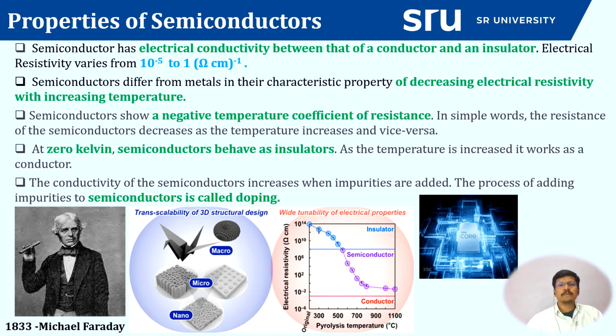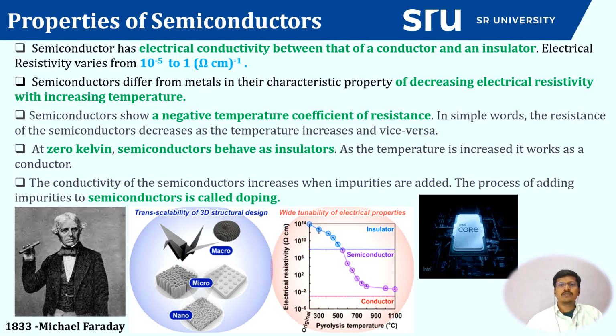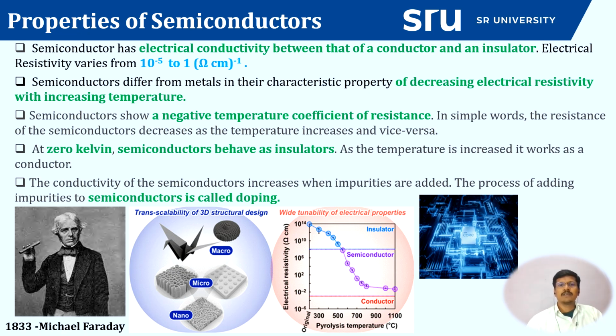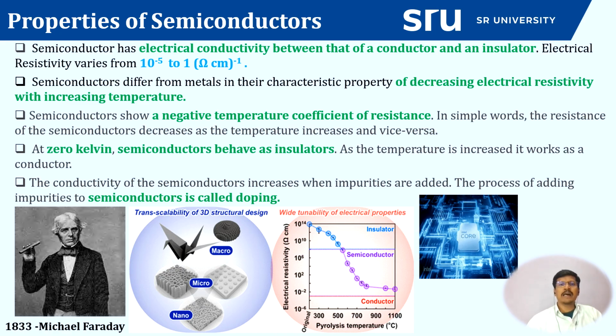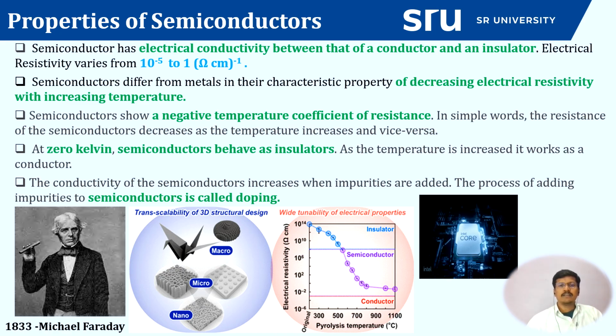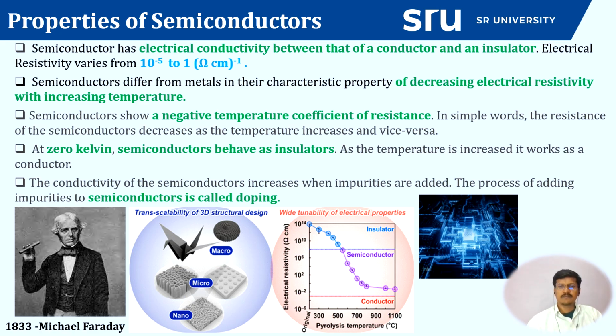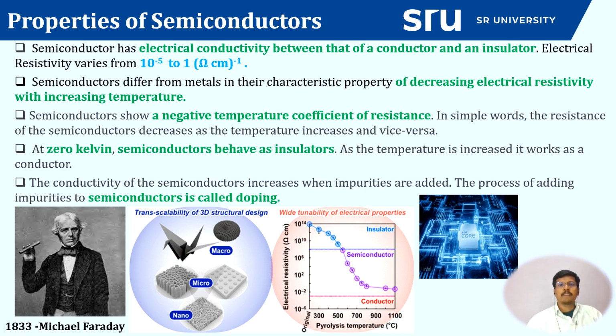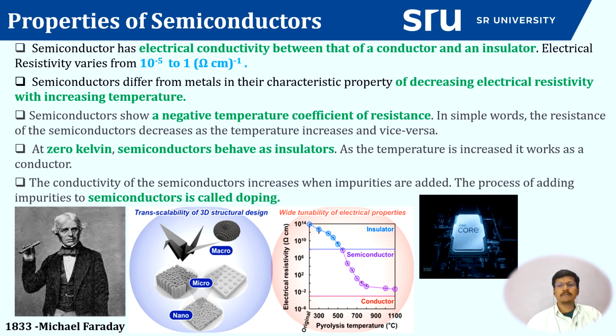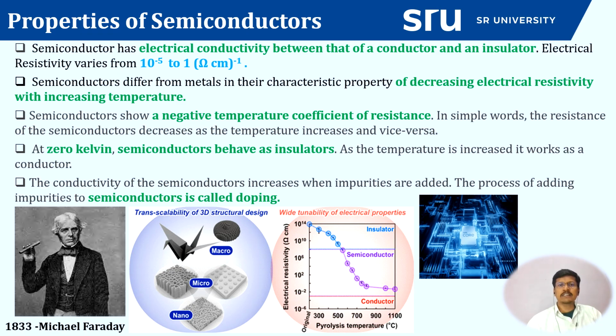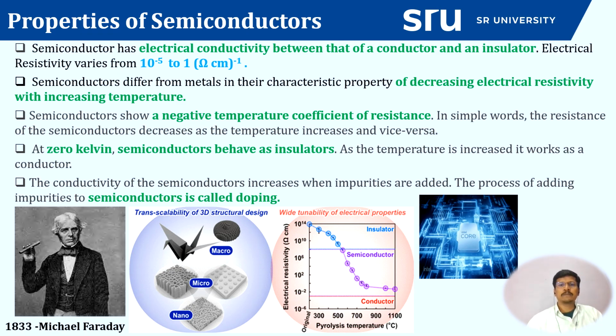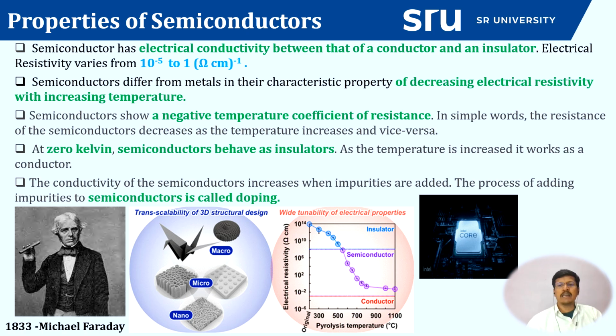This property forms the basis of transistors, integrated circuits known as ICs, LEDs, solar cells, and microprocessors. Today, the semiconductor industry, worth trillions of dollars globally, relies on these unique characteristics to manufacture billions of electronic devices annually.